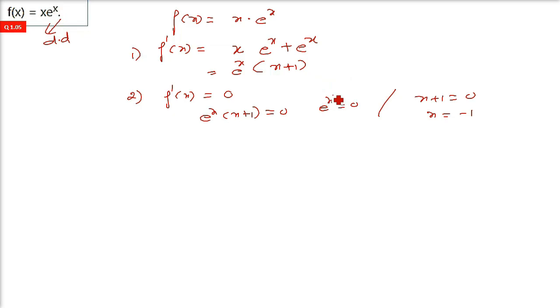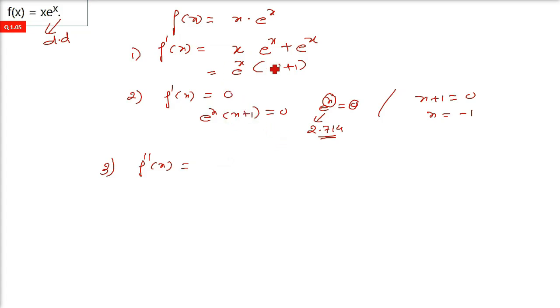Now you tell me, what is the value of e? e is a constant. It's 2.718 something. Any number in the real set, if you place it, is not going to give you 0 in any case. We are only left with x is equal to negative 1. This x equals negative 1 is the critical point, and at this point you are going to get a local minima or maxima. So the third step is double differentiation.